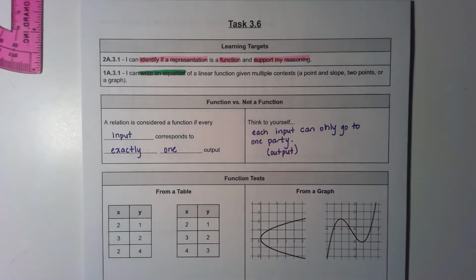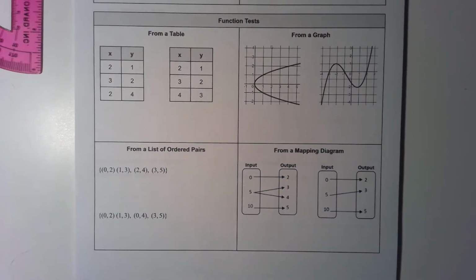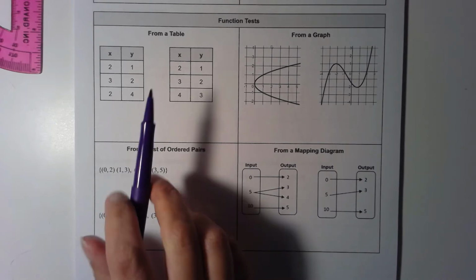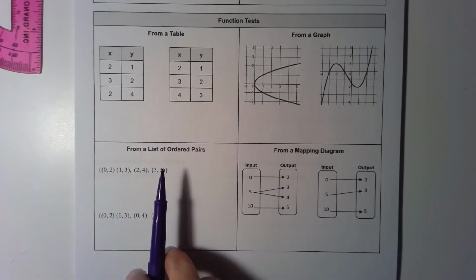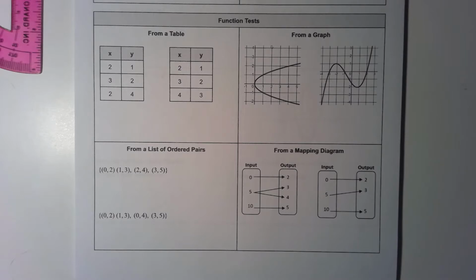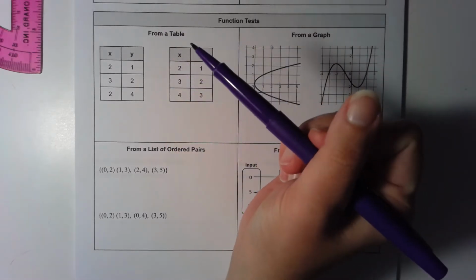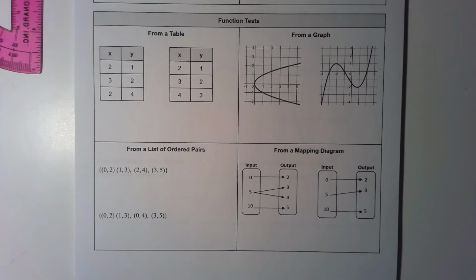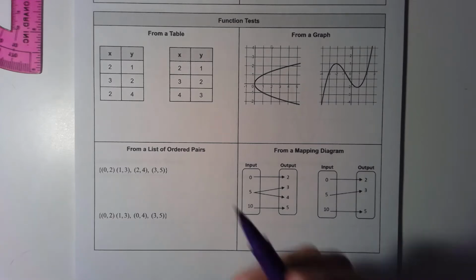Now, we're going to need to be able to decide if we have a function using a variety of representations. So the different types of representations that you might see are tables, graphs, a list of ordered pairs, or a mapping diagram. Let's start by looking at a table. So in this example, we're going to see one example where we have a function and one example where we do not have a function. An example of a problem you might see where you have to decide if it's a function or not would be this one.